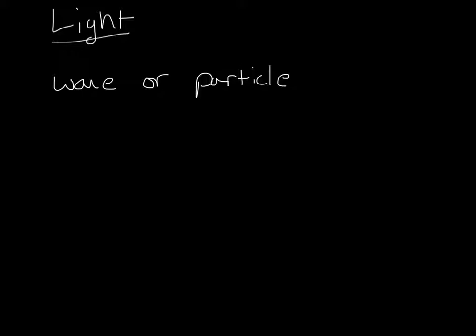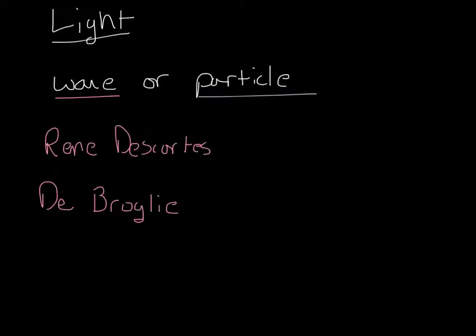Some scientists thought it was waves, and other scientists thought it was a particle. Some of the scientists that thought it was a wave were René Descartes and de Broglie. René Descartes thought light moved through a medium called ether that populated the planet, and so it moved like a wave. De Broglie said that everything that can move or has momentum has a wavelength. So both of these people thought that light was a wave.